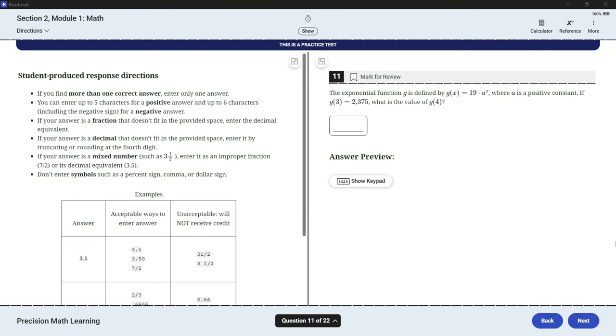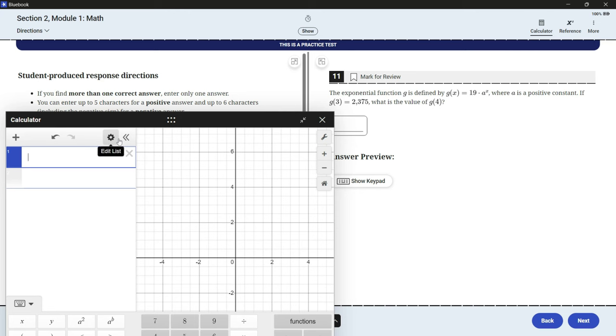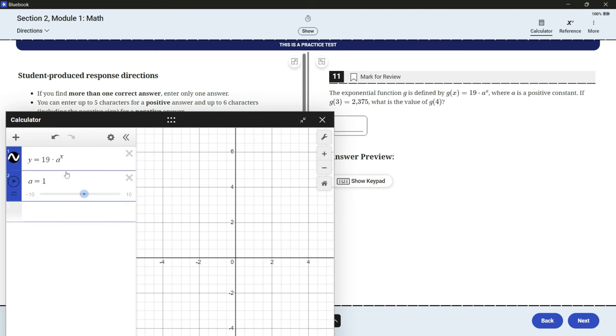Number 11 here would actually be super difficult to solve without the Desmos calculator, but using the Desmos calculator makes it really easy. So let's pull up this equation here. Basically, we're trying to find a constant here, and then we're solving for the value of this equation, but with a new value of x. So let's write this equation in here. We have y is equal to 19, multiplied by a to the x. And we want to add a slider for a here.